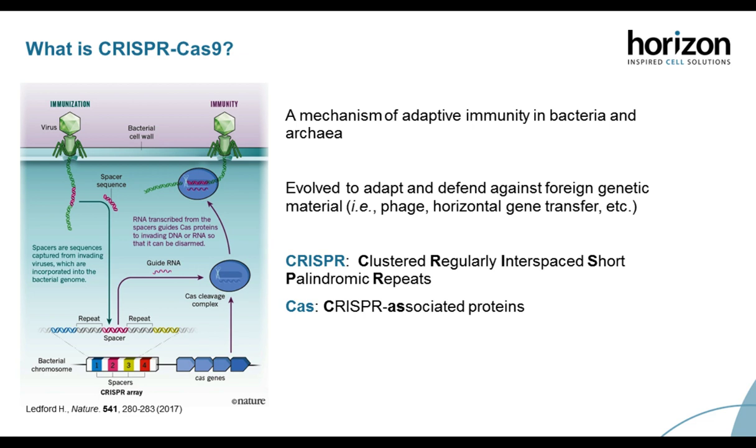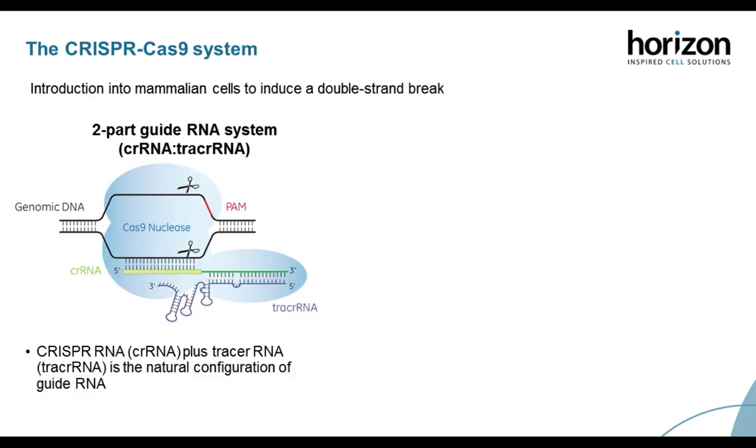And it's this ability for the CRISPR RNAs and the Cas proteins to bind to one another and to cut DNA in a double-stranded fashion that is the foundation for CRISPR gene engineering. So essentially, it is using these Cas proteins and these CRISPR RNAs to cut DNA. CRISPR-Cas9 was adapted for use in mammalian cells by essentially introducing this bacterial system into mammalian cells.